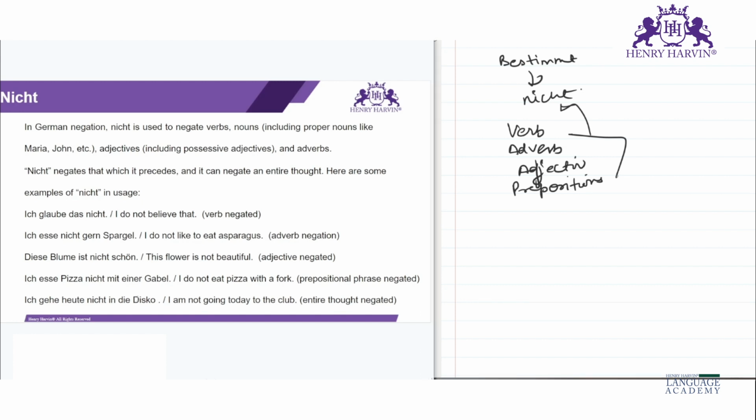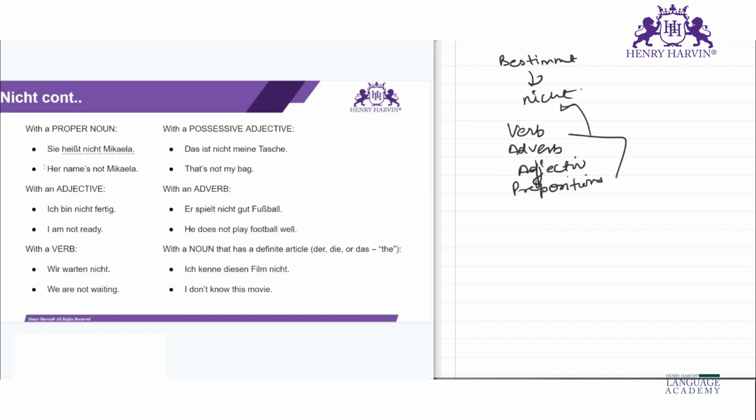Ich esse Pizza nicht mit einer Gabel. I do not eat pizza with a fork. It's prepositional because we are using mit. Mit means with. Ich gehe heute nicht in die Disco. I am not going to the club today. Then we can also use it with a proper noun. Sie heißt nicht Michaela. That's a name.